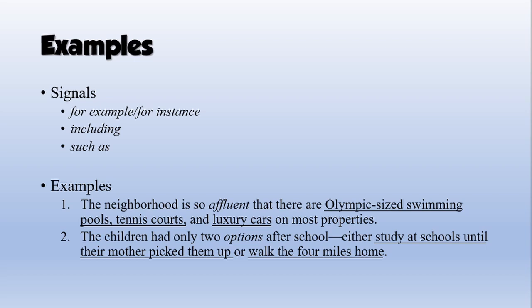What signified comes into your mind while you're looking at these words: Olympic-sized swimming pools, tennis courts, and luxury cars. Eventually the image of a rich person comes into your mind. The image of a bungalow or a big castle comes into your mind. So we come up with a certain definition, that affluent means rich. So here we can say that the neighborhood is so rich that there are Olympic-sized swimming pools, tennis courts, and luxury cars on most properties.